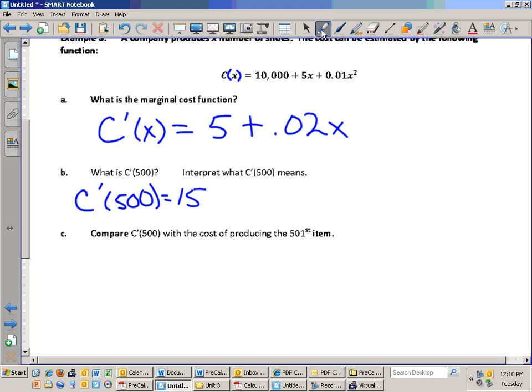The question is interpret what C prime of 500 means. What does that mean? When producing the 500th shoe, the cost to produce the next item is 15. So the rate of change. So it looks like to produce the next one.